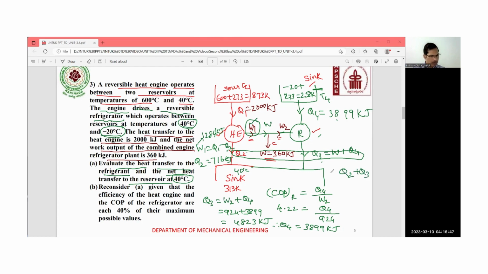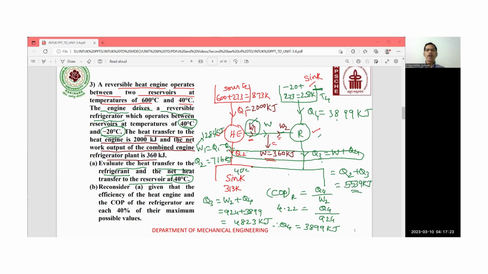So the total heat rejection to the reservoir at 40 degrees centigrade is equal to Q2 plus Q3. What is Q2 and what is Q3? That is already given after making the calculation. So 5539 kilojoules. So this is the answer. Hope these particular things are clear.